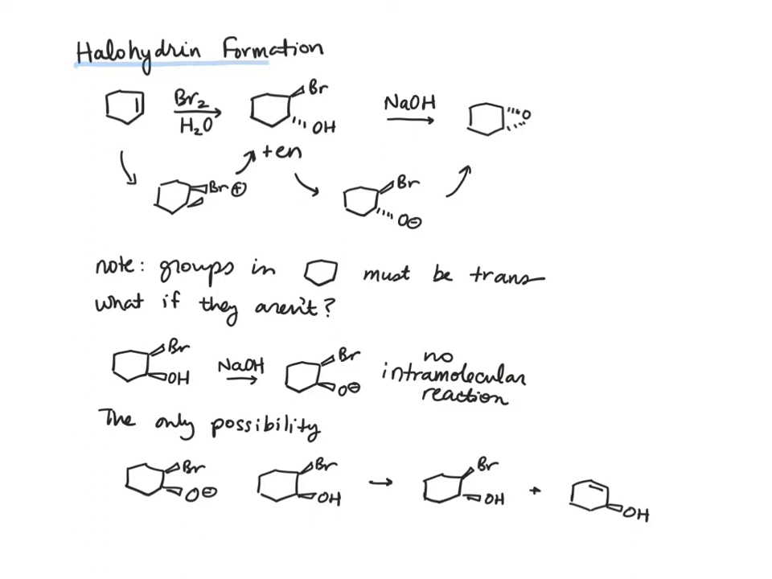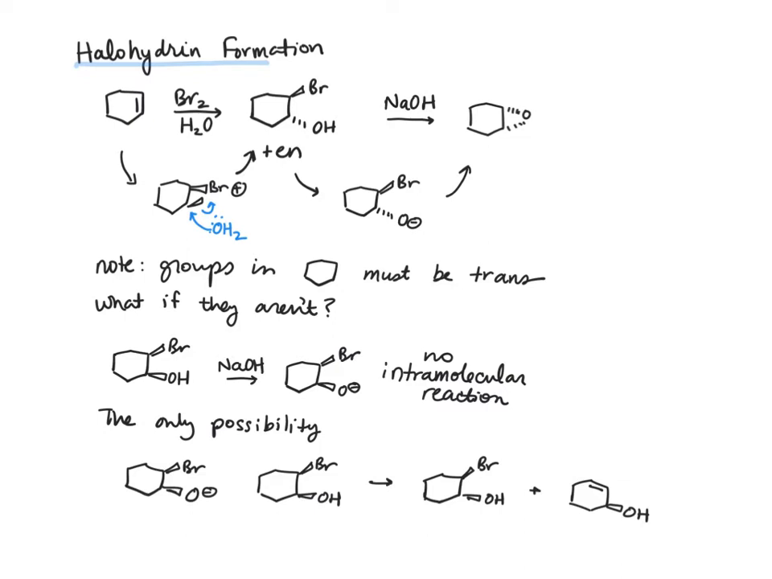The second way that we can form epoxides is with halohydrin formation. First, we're going to treat our molecule with bromine and water to form the halohydrin. This goes through an intermediate where we have the bromonium ion. And in the next step of this mechanism, water attacks to break the carbon-bromine bond, giving us this intermediate where our substituents are trans to one another.